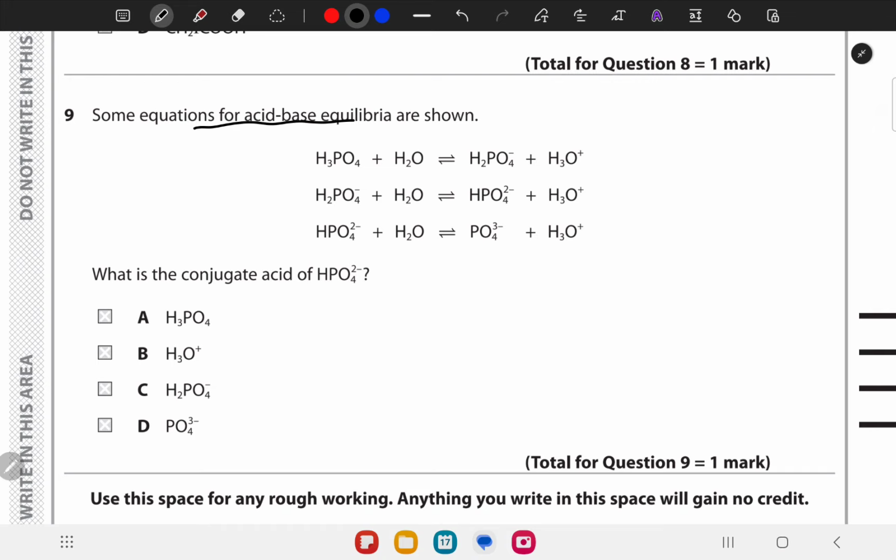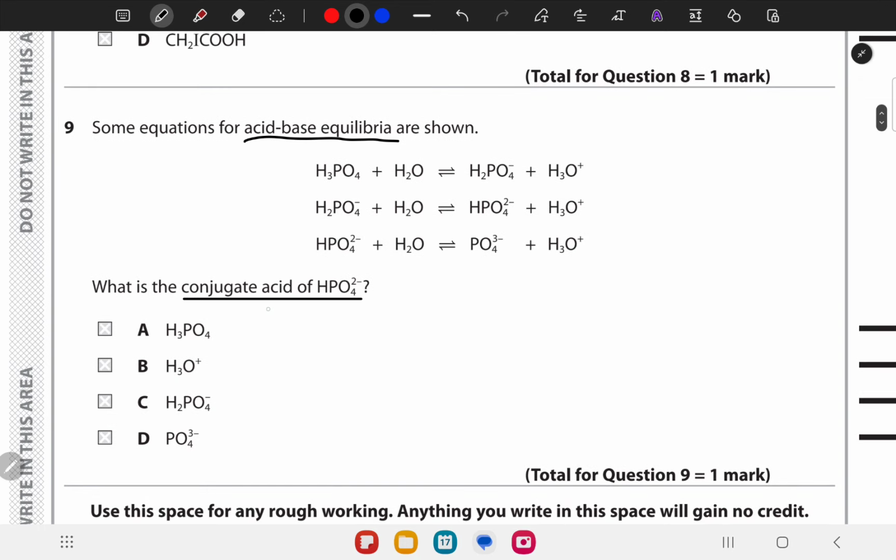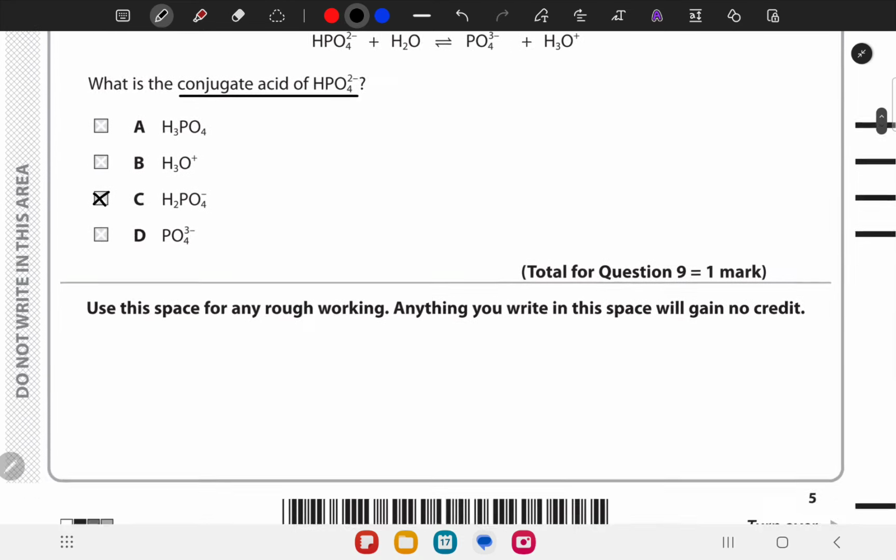Now we are given some equations of acid-base equilibria. We have to find the conjugate acid of HPO4 minus. The conjugate acid of HPO4 would have one more hydrogen than that. So H2PO4 minus will be our answer. H3PO4 is the conjugate acid of H2PO4 minus. H2PO4 minus is the conjugate acid of HPO4 minus, and HPO4 minus is the conjugate acid of PO4 minus.